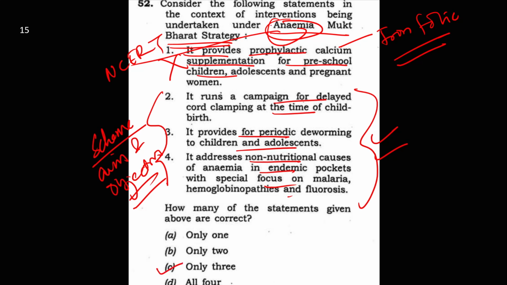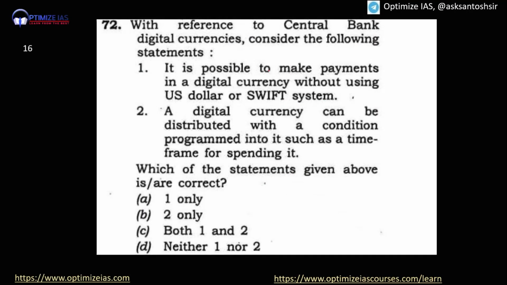Again, I am saying, you have to use basic knowledge here, that anemia is caused by lack of iron. So we can easily get the answer here by common sense. Let us go to the next question, guys. With reference to central bank digital currency, consider the following statements. Guys, I have told you about science and tech questions. Here also you can see this digital currency is a science and tech question and has an economic implication also.